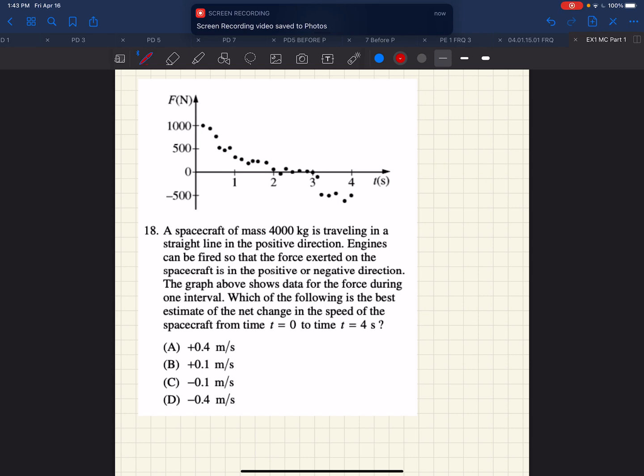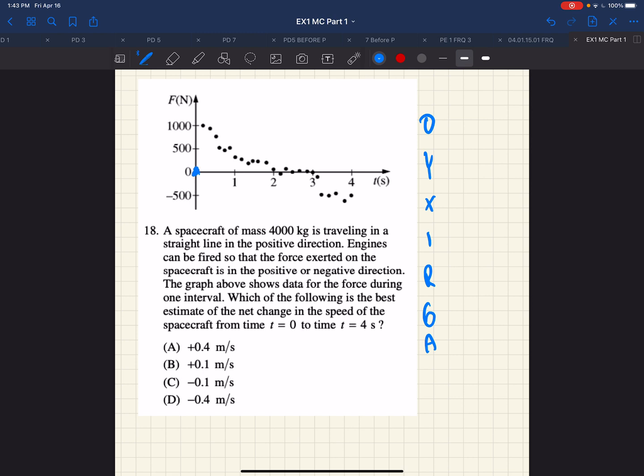This question, we have a force-time graph, so we'll start out with our axes. The origin is here. So we're dealing with quadrant 1 and quadrant 4. The y-axis is force, the x-axis is time, normal units. We do have the intercept. The y-intercept tells us that F is 1,000 at t = 0. So F0 equals 1,000. And the x-axis tells us that at about, maybe about 2 seconds, F becomes 0.